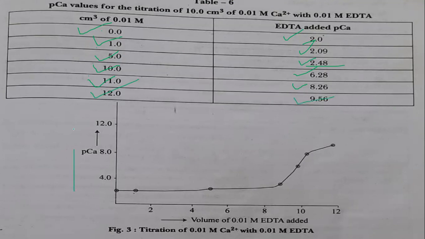Now you are taking the Pca value on the y-axis and the volume of EDTA added from the burette on the x-axis, and you have to just plot the values over here. Here you have to put a dot, and after that you have to connect all the dots. So you will get a graph like this. And this is the region where you will get your end point. Hence, this is called the equivalence point over here. So in this way we can plot the graph and find out the equivalence point of the titration.